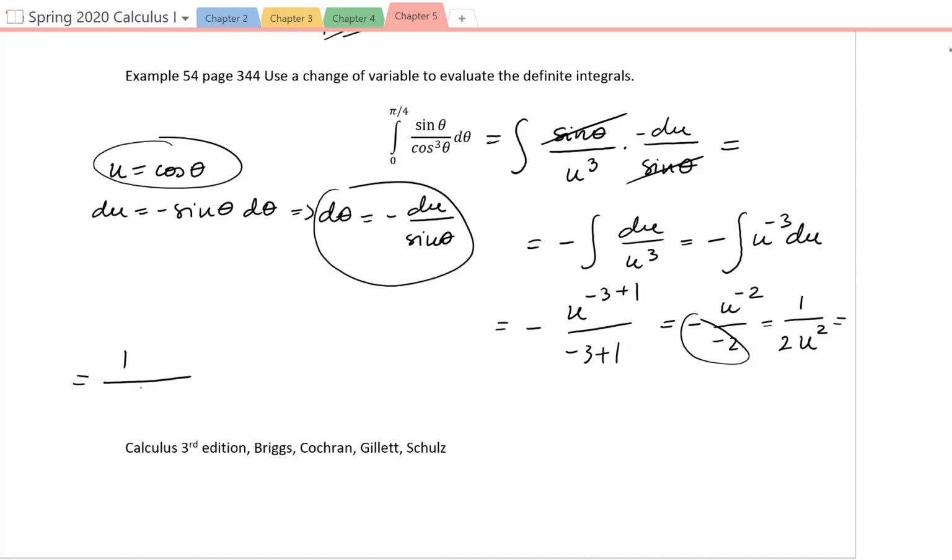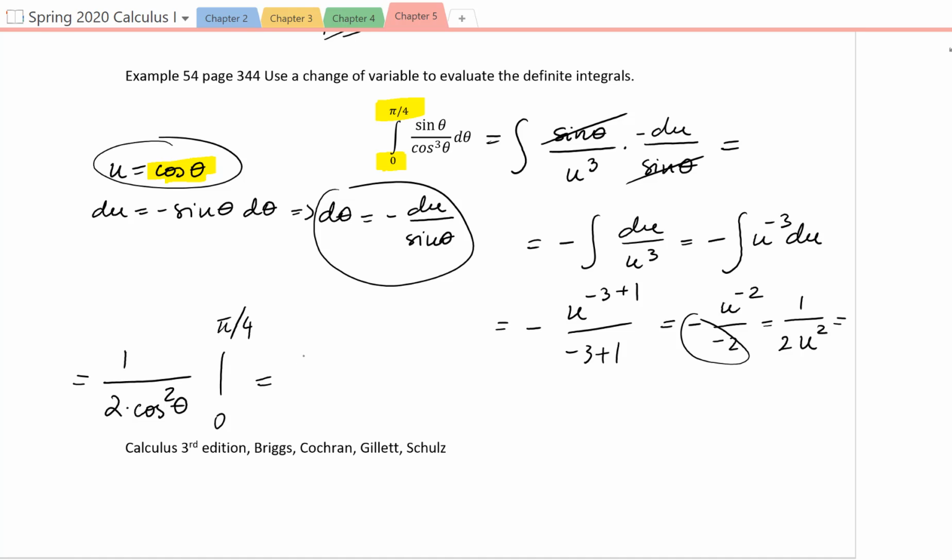So I'm going to replace 2 times u with cosine theta, so it's going to be cosine squared of theta. And now my problem is back in theta. Theta was evaluated from 0 to pi over 4, so I can just put from 0 to pi over 4 without changing the limits of integration, because I changed it back to the original variable.